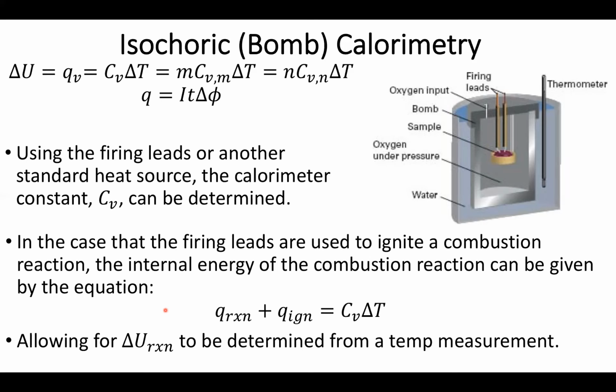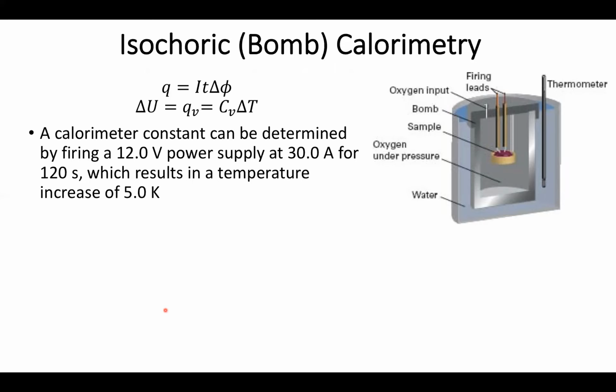Now, I went through a lot of nitty-gritty details of looking at bomb calorimeters. Let's go ahead and illustrate this by working a specific problem. So let's say I have a calorimeter that I want to use to analyze a combustion reaction. The first thing I'm going to need to do is calibrate the system. So let's try and determine the calorimeter constant for a calorimeter that has an ignition source that uses a 12 volt power supply that runs at a 30 amp current, and I fire it for 120 seconds.